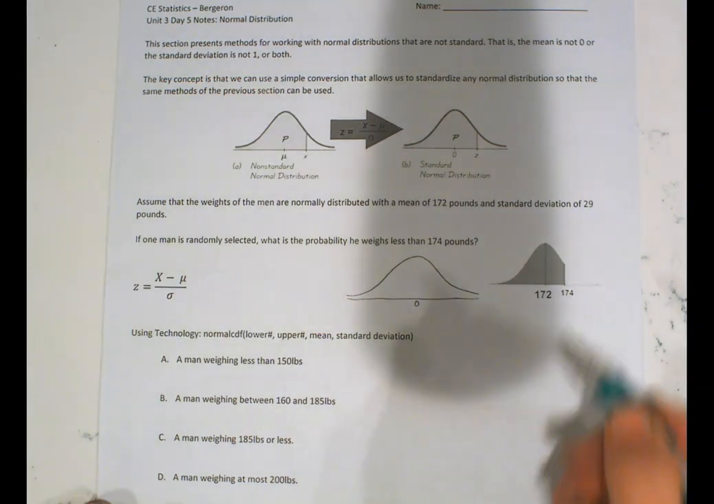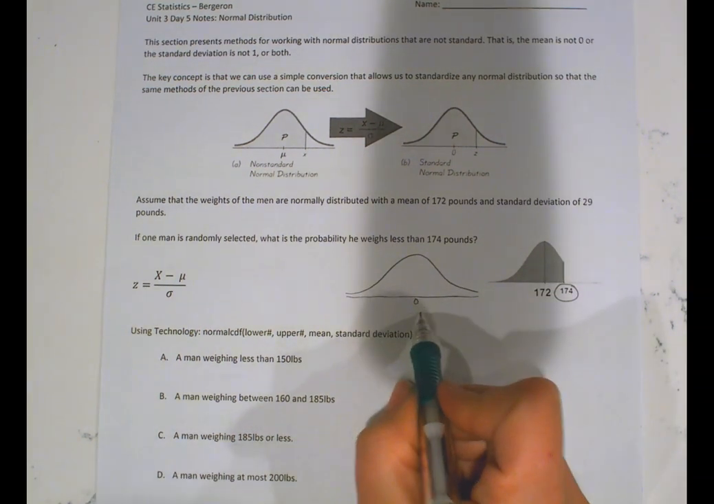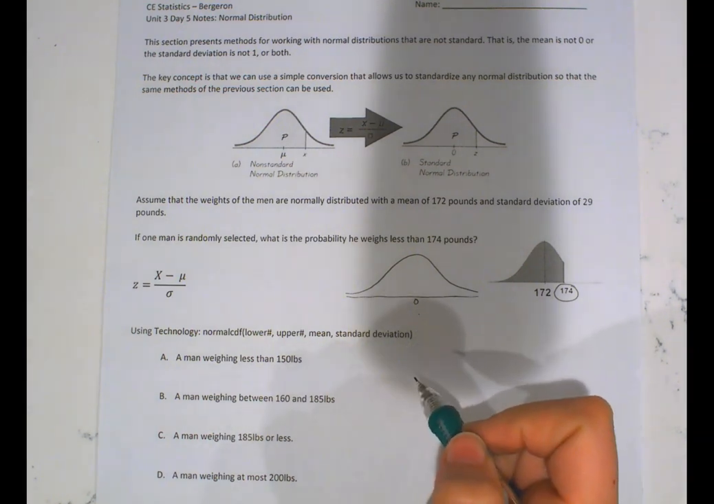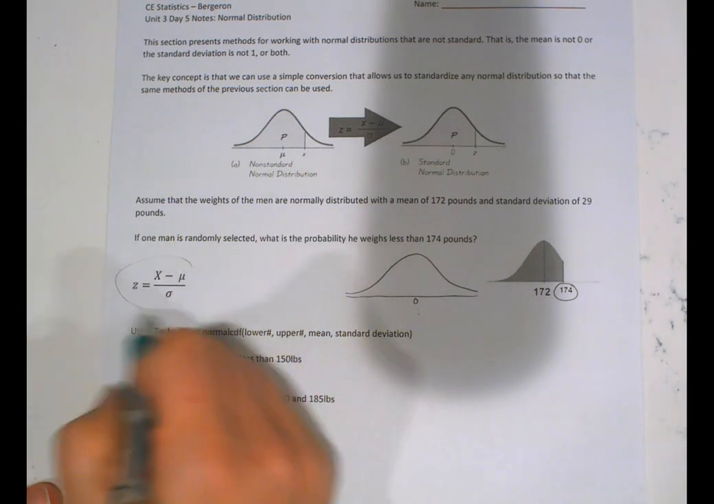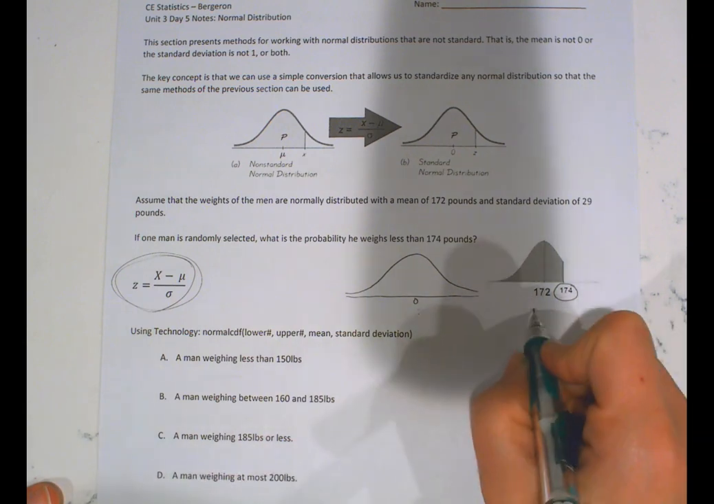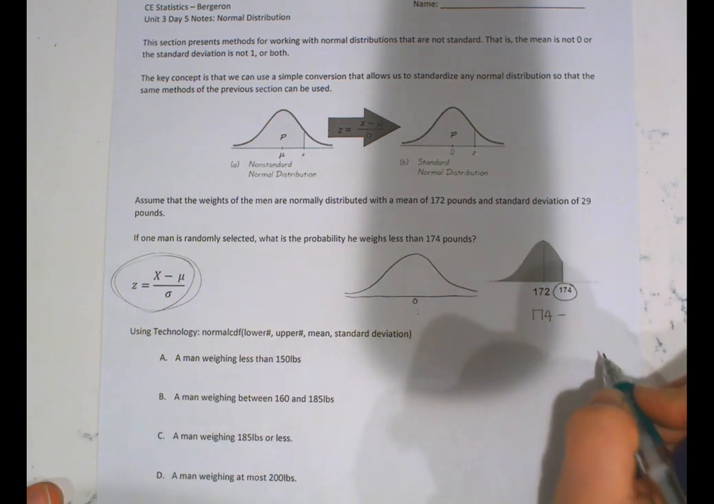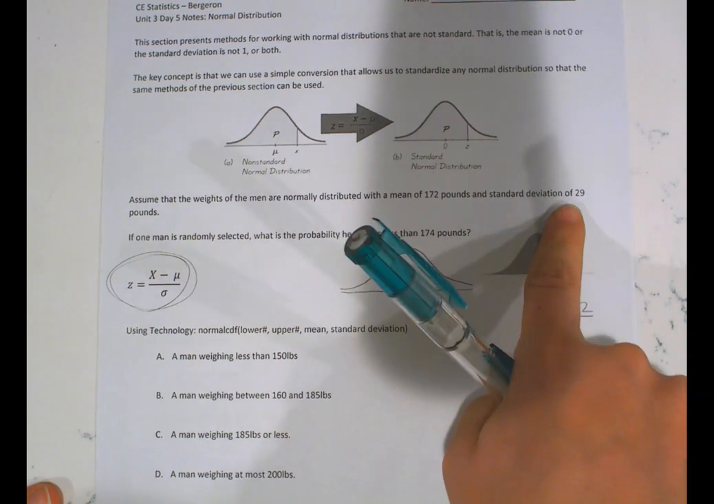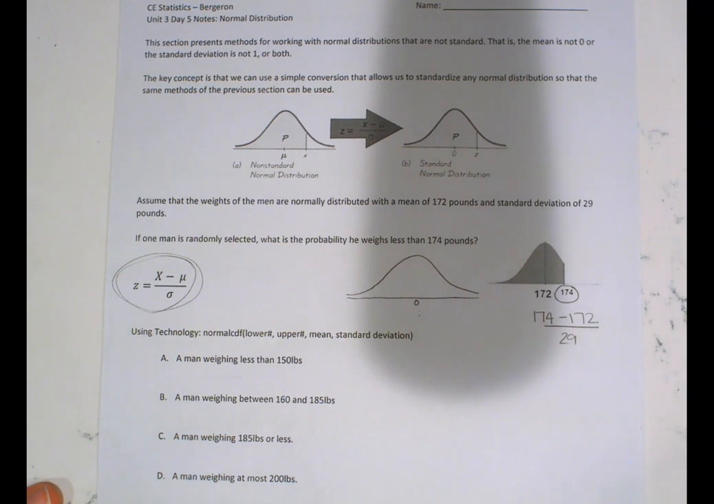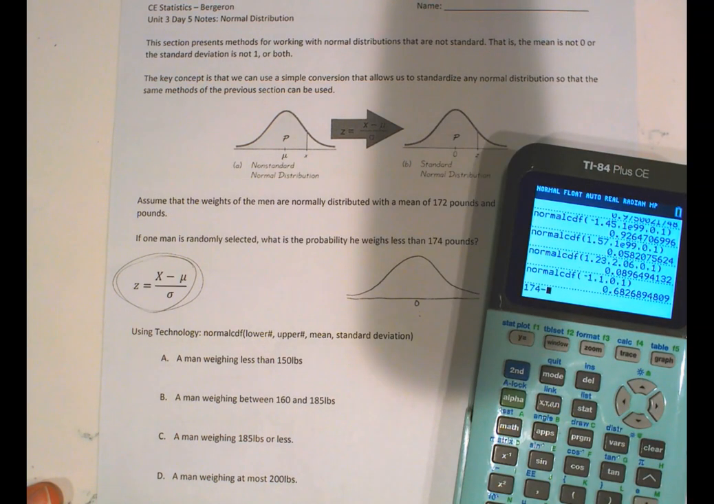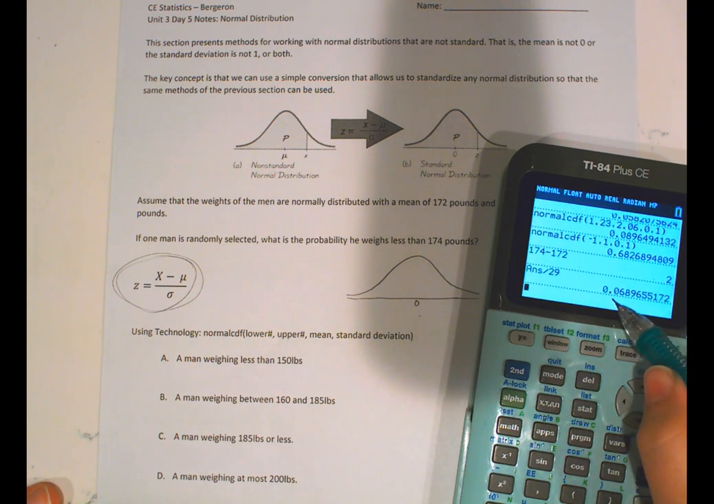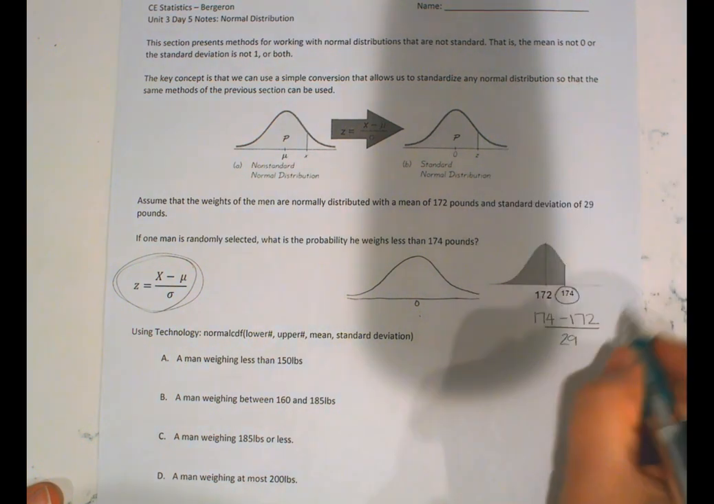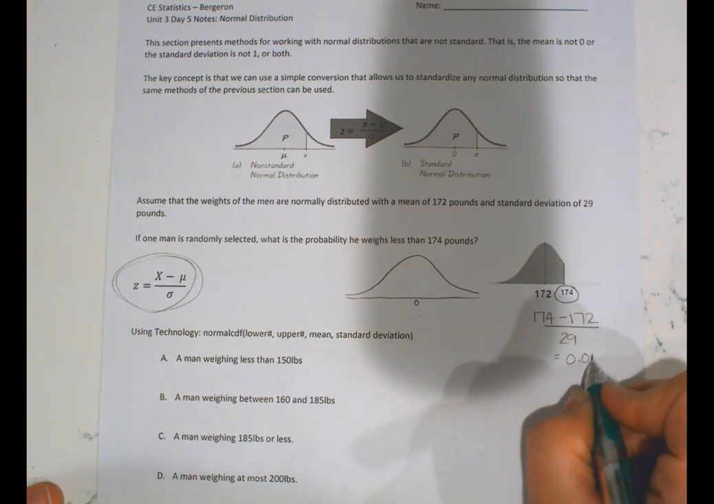So all we have to do is convert this 174 into a z-score that'll put it on this specific curve, on our standard normal curve. So to do that, remember this is our formula for z-score. So we'll take our value, 174, subtract the mean, which is 172, and divide by the standard deviation, which in this case is 29. So when I go ahead and solve that, 174 minus 172 divided by 29 gives me a z-score of 0.069. So we get a z-score of 0.069.